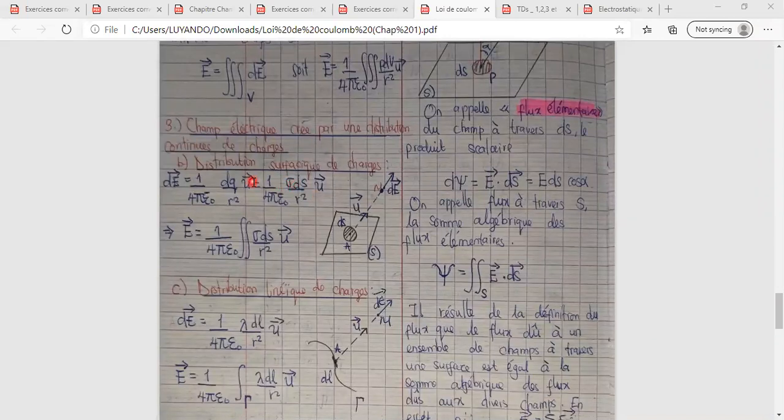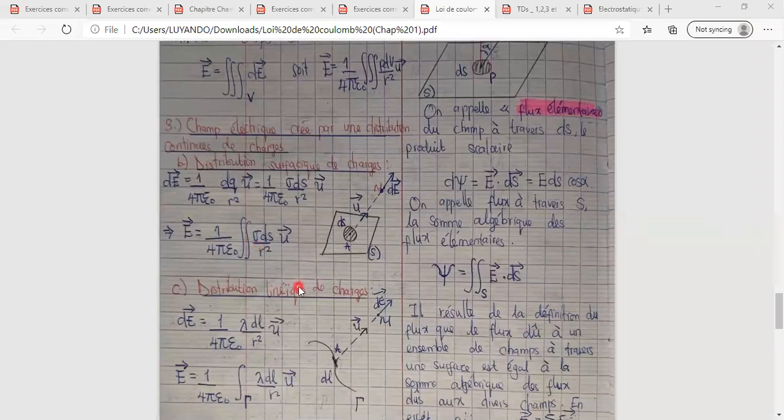And this is just a representation of how we get the field. This is dE. If we want to find E, we have to integrate dE, which is what we've done here. But because we're integrating with respect to the surface area, we're going to have two integrals showing that we're integrating with respect to the surface area, and this in the u direction.